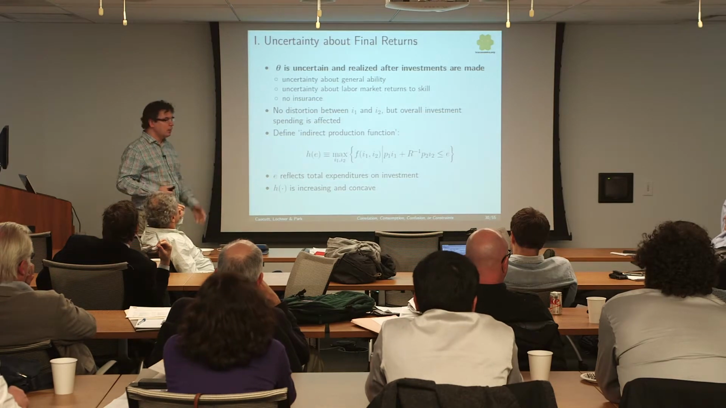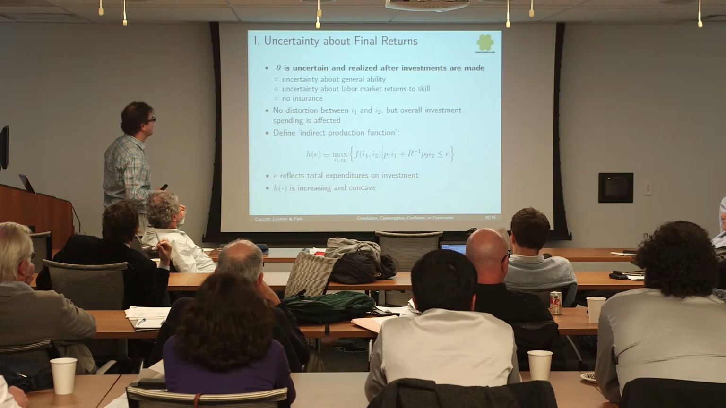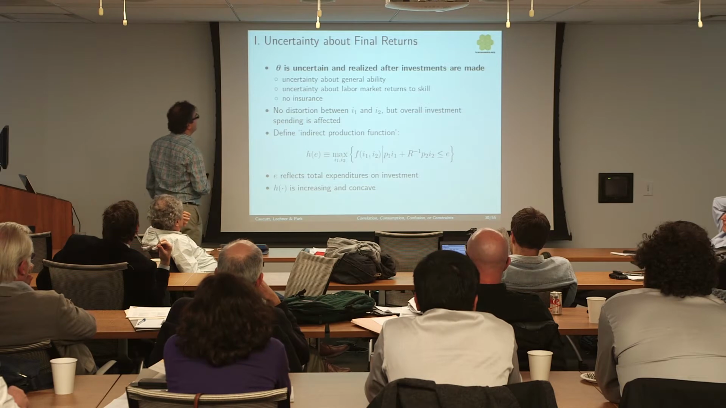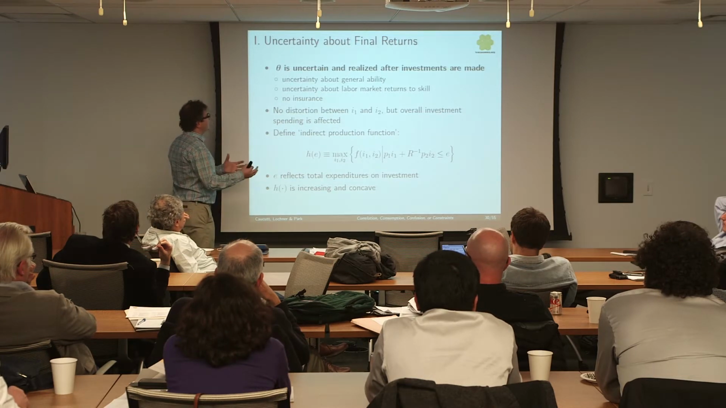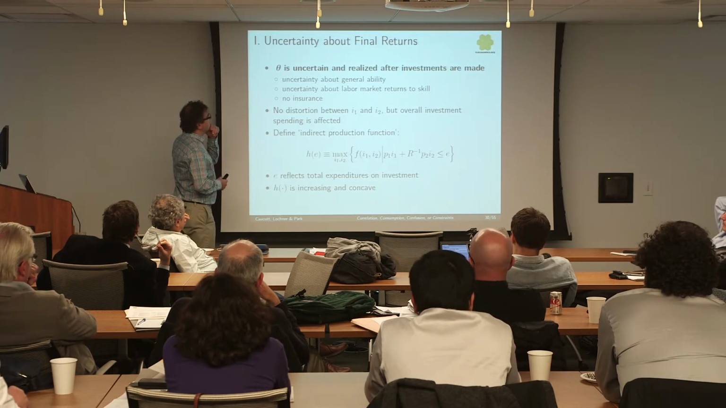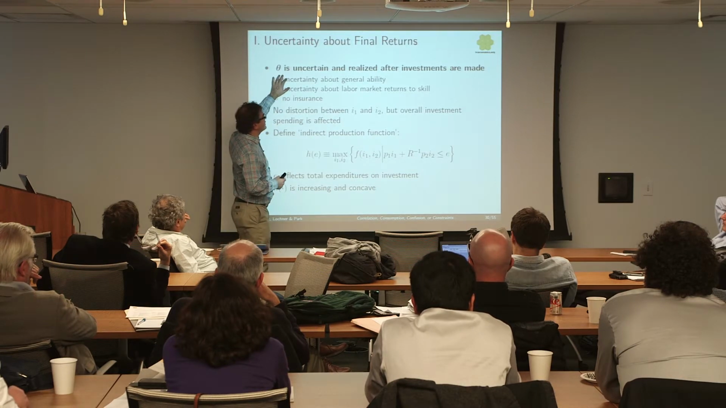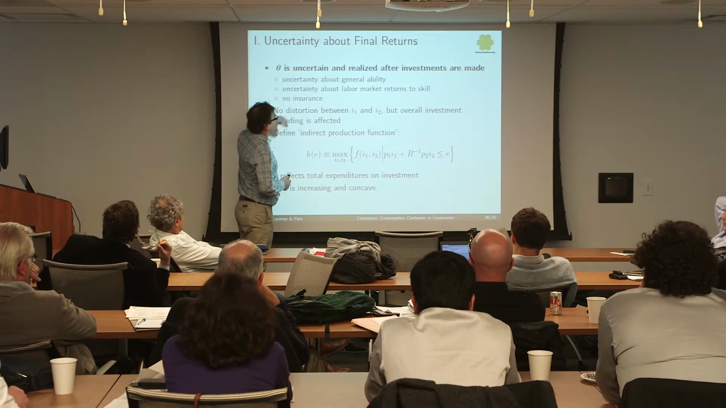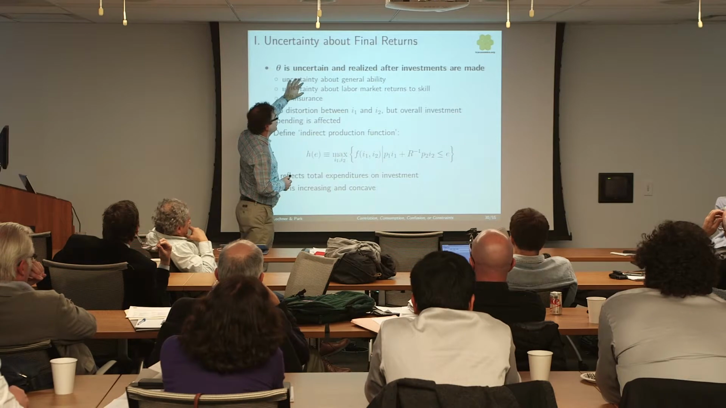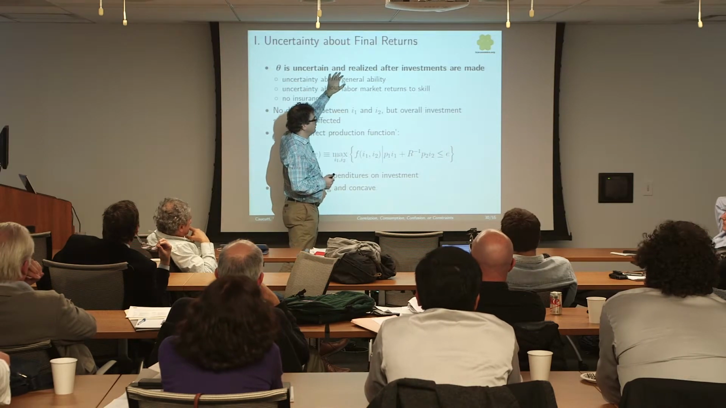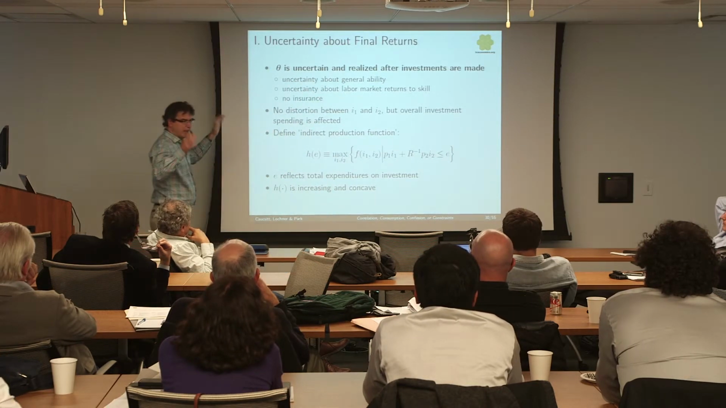Obviously, they may all play a role together. They're probably all partly relevant. I want to think about what each of the different mechanisms does on its own. So here I'm going to just start off with theta being uncertain. And people are risk averse, and you don't find out theta until after you're done making all your investments.